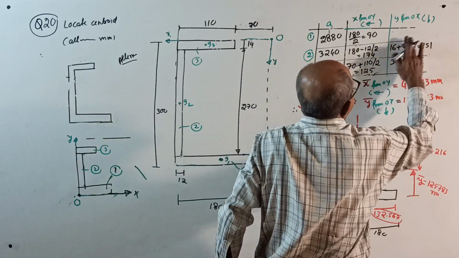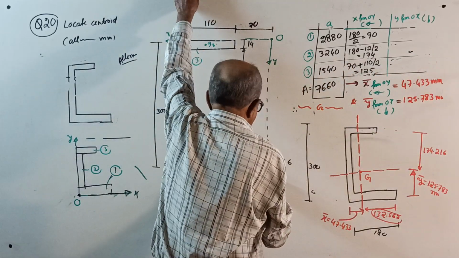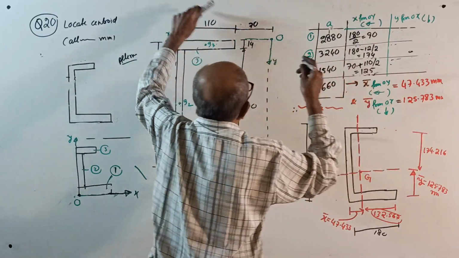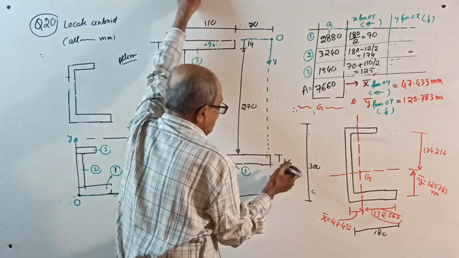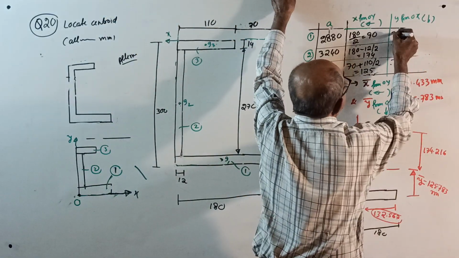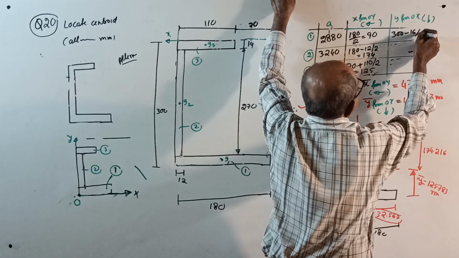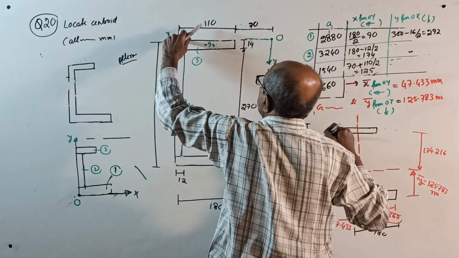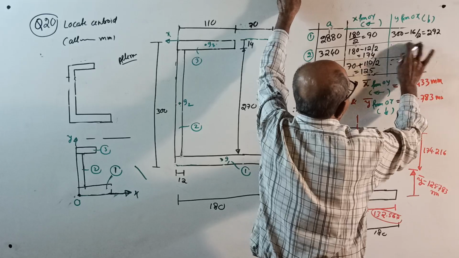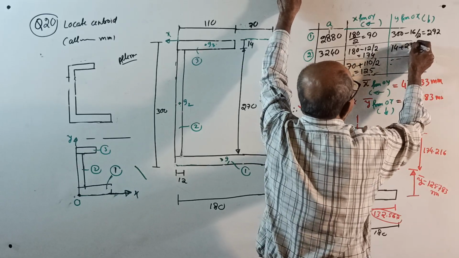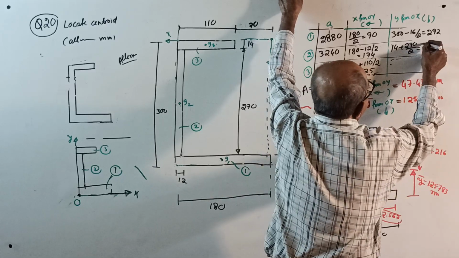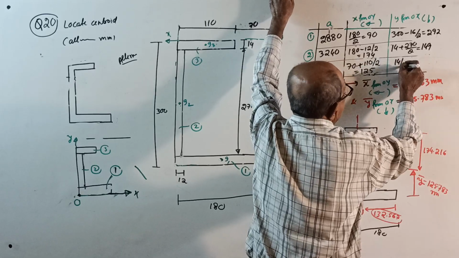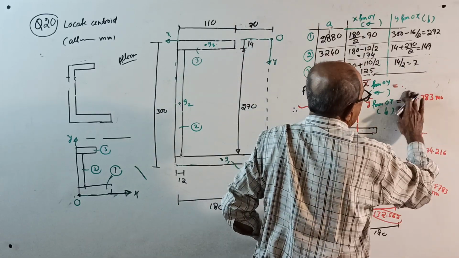Y distances. Figure 1, directly 16 by 2. Oh, no, from top, you are doing 300 minus 16 by 2. Sometimes mistake happens that way. Minus 16 by 2 is 292. Figure number 2, 14 plus half of 270. 14 plus 270 by 2 is 149. Figure number 3, directly 14 by 2 equal to 7. Calculate x bar, calculate y bar.